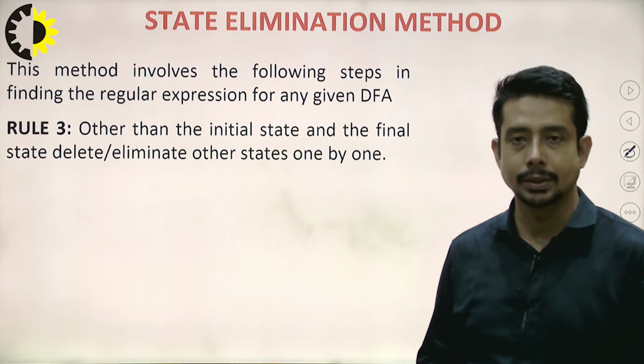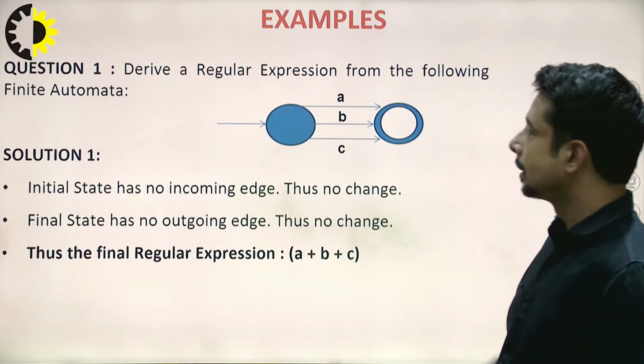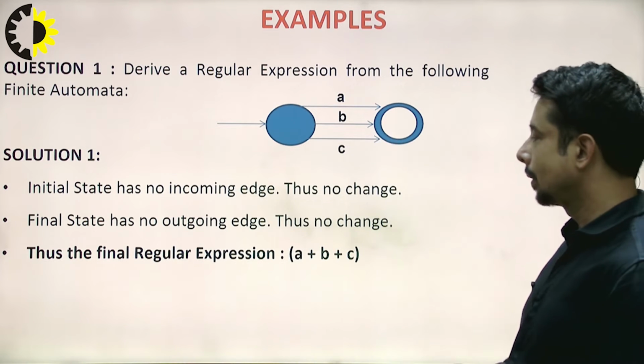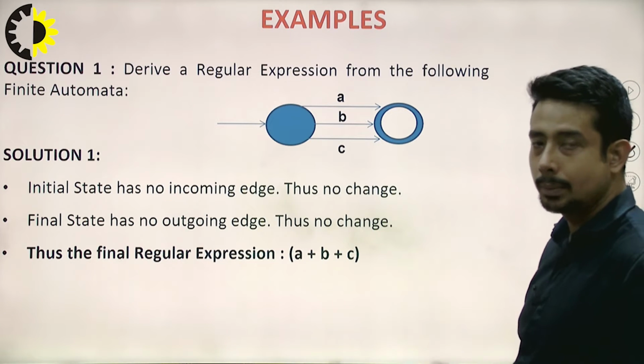So, this is the general algorithm for the state elimination method. Let's check some examples to solve it. Let's take the first question. The first question says this is the given diagram. We need to convert it into a regular expression. I have mentioned all the states because this is a very preliminary diagram.